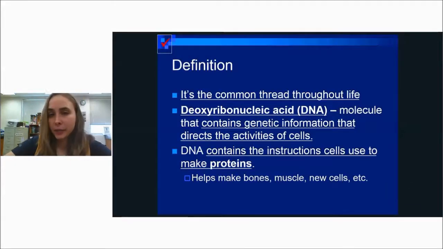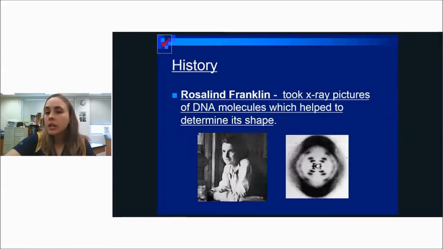DNA is deoxyribonucleic acid, and it is the common thread throughout life. Every living thing contains DNA. It's in the nucleus of every cell, and it is the instruction manual for how to make everything that is you. So the DNA contains the instructions for the cell to make the proteins, which help build your bones, your muscles, brand new cells, enzymes for doing chemical activities, and basically everything that your body needs.